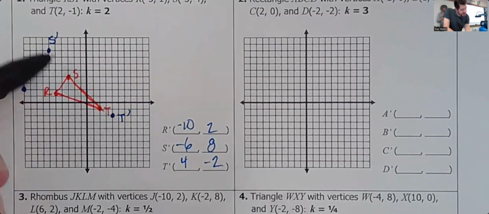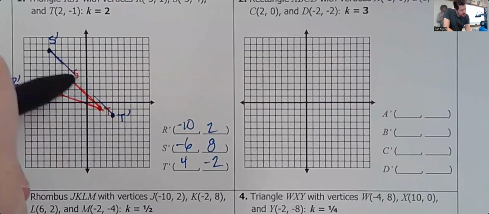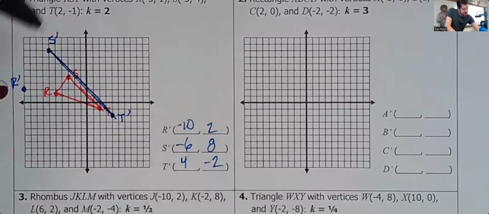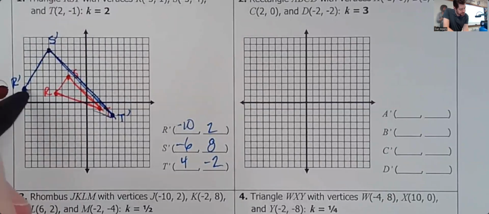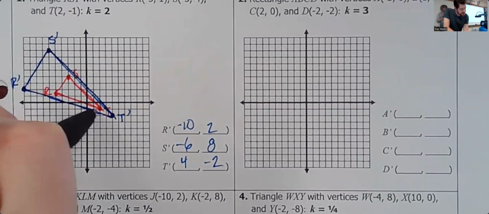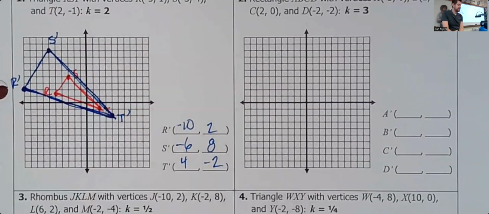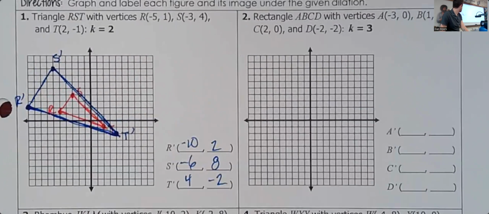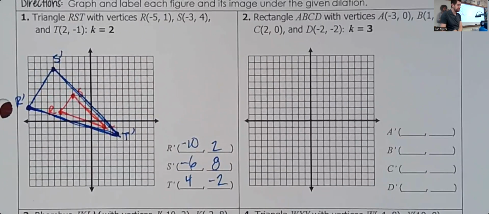And what we'll end up with is the exact same shape as the original. It just ends up being double the size. Each side length is now double the size as it was before. So that's number 1. I'd like you to try number 2 on your own. Got a rectangle, and it's basically going to become 3 times the size.